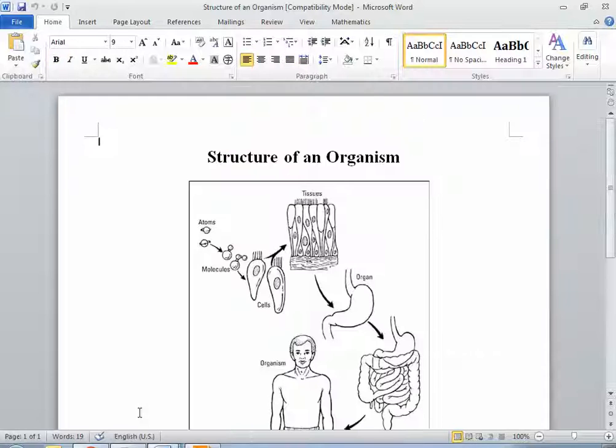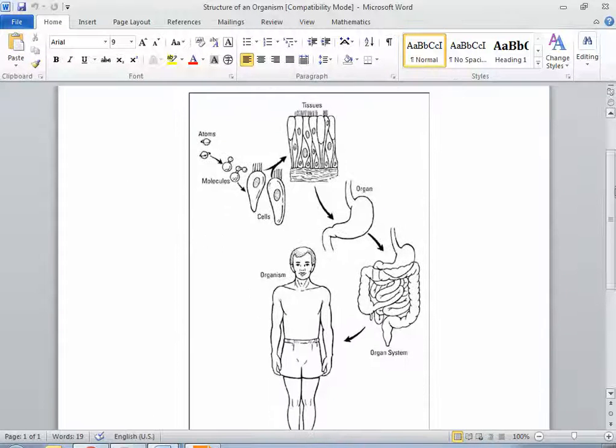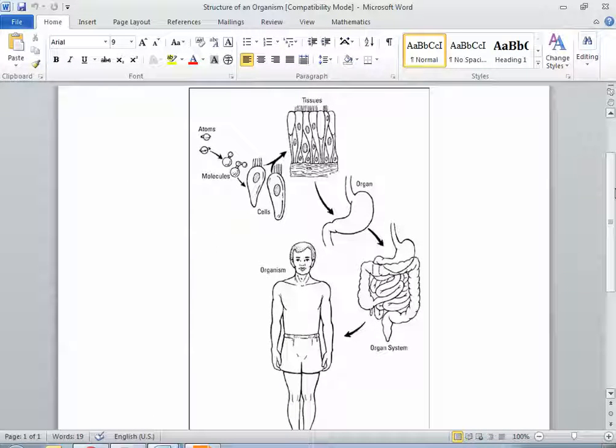The structure of an organism, another diagram that was shown in class. This is kind of how things work. A living thing is organized in this way. You put enough atoms together, you get molecules. You put enough molecules together, you get cells. You put enough of the same type of cell together, you get tissues. You put enough tissues, different types of tissues together, you get an organ.